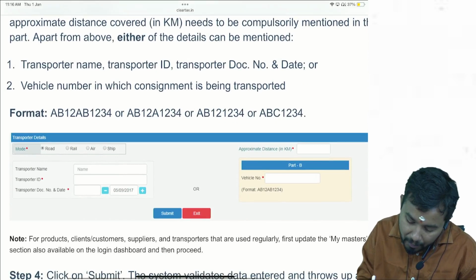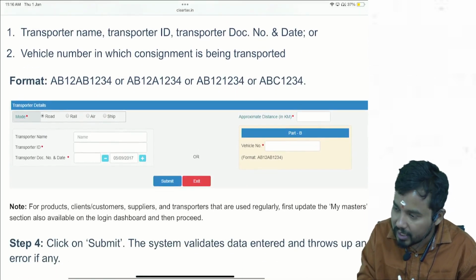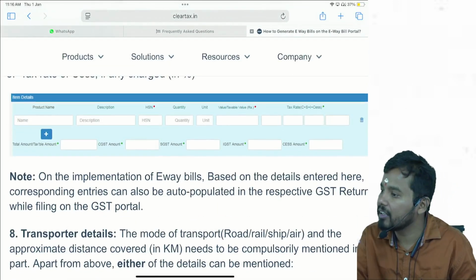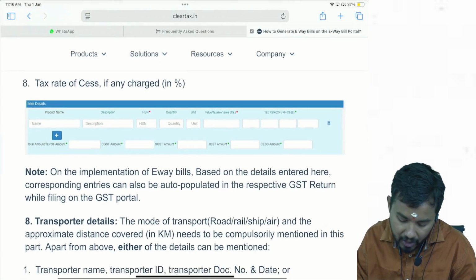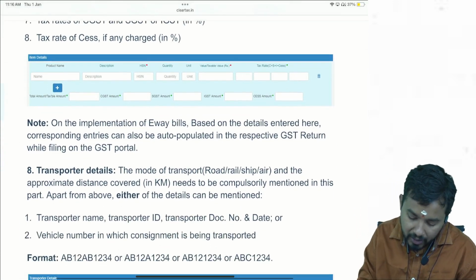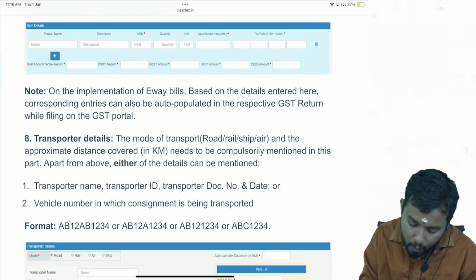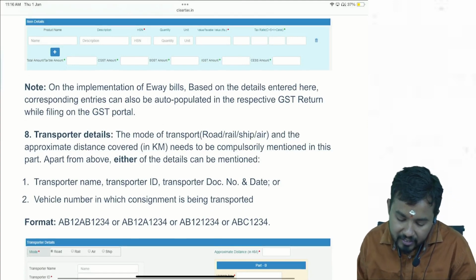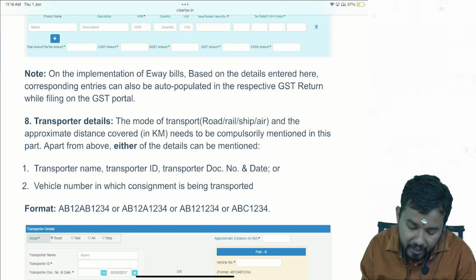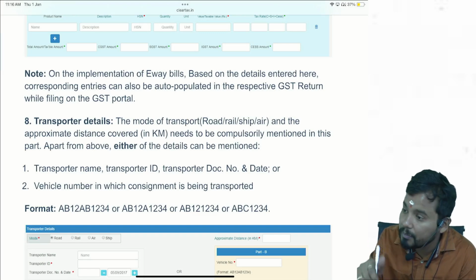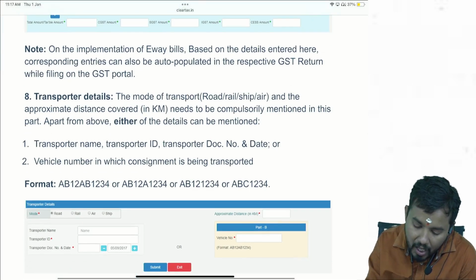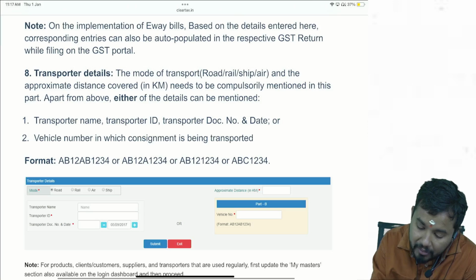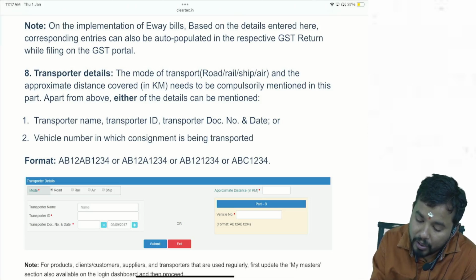See, this is part B details. Part B details you will fill like this. Up to here, by giving this, part A will be completed. Okay, transporter details. See, the mode of transportation, road, rail, ship, air, and the approximate distance covered need to be compulsorily mentioned in this part, the e-way bill part B. Apart from the above, either of these details can be mentioned: transporter name, transporter ID, transport documentation and date.